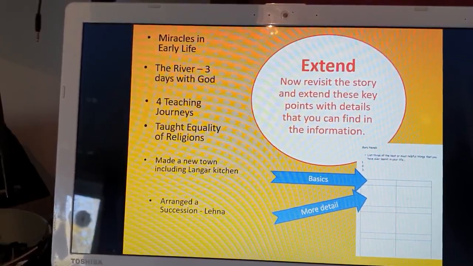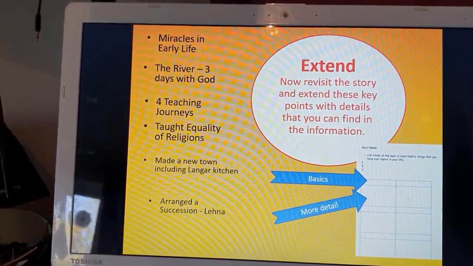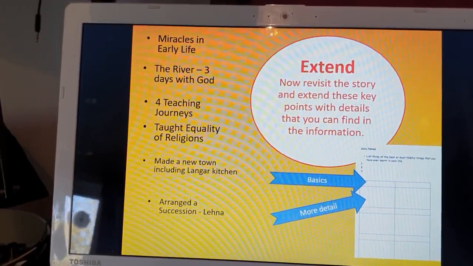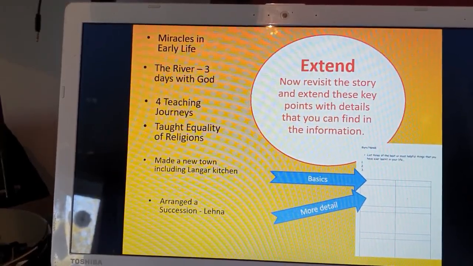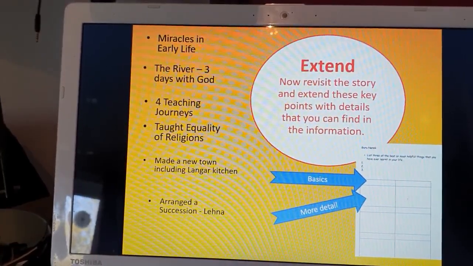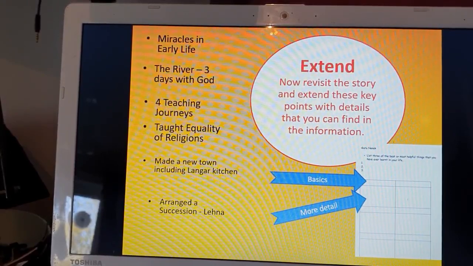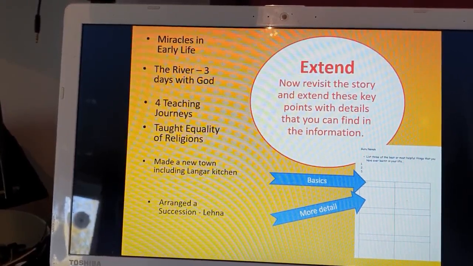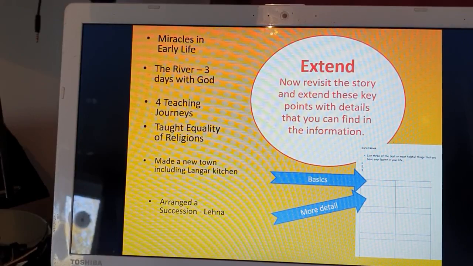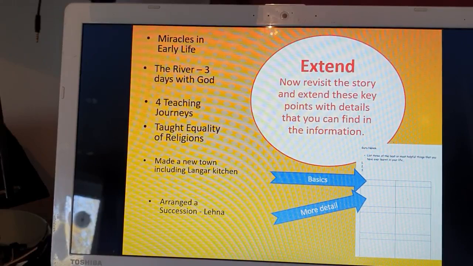So the next thing to do is jot down those main 6, or if you put different ones, and then try to extend each one by putting a little bit more detail. You might need to revisit the story, look again. You could even extend it further if you wanted to go on Wikipedia or just Google Guru Nanak, find out some more stuff about what he did, find some more detail.